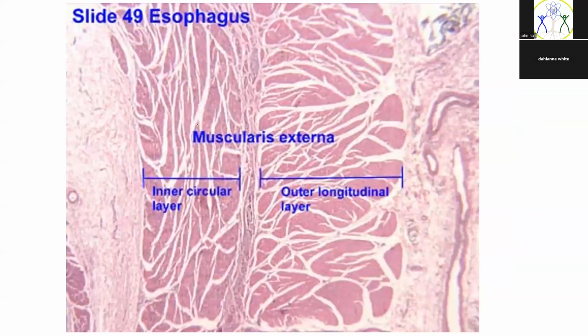So this is just showing you here the inner circular muscle layer here, outer longitudinal muscle layer here. But if you look carefully, you can see this layer right here between them. That there is the myenteric plexus.